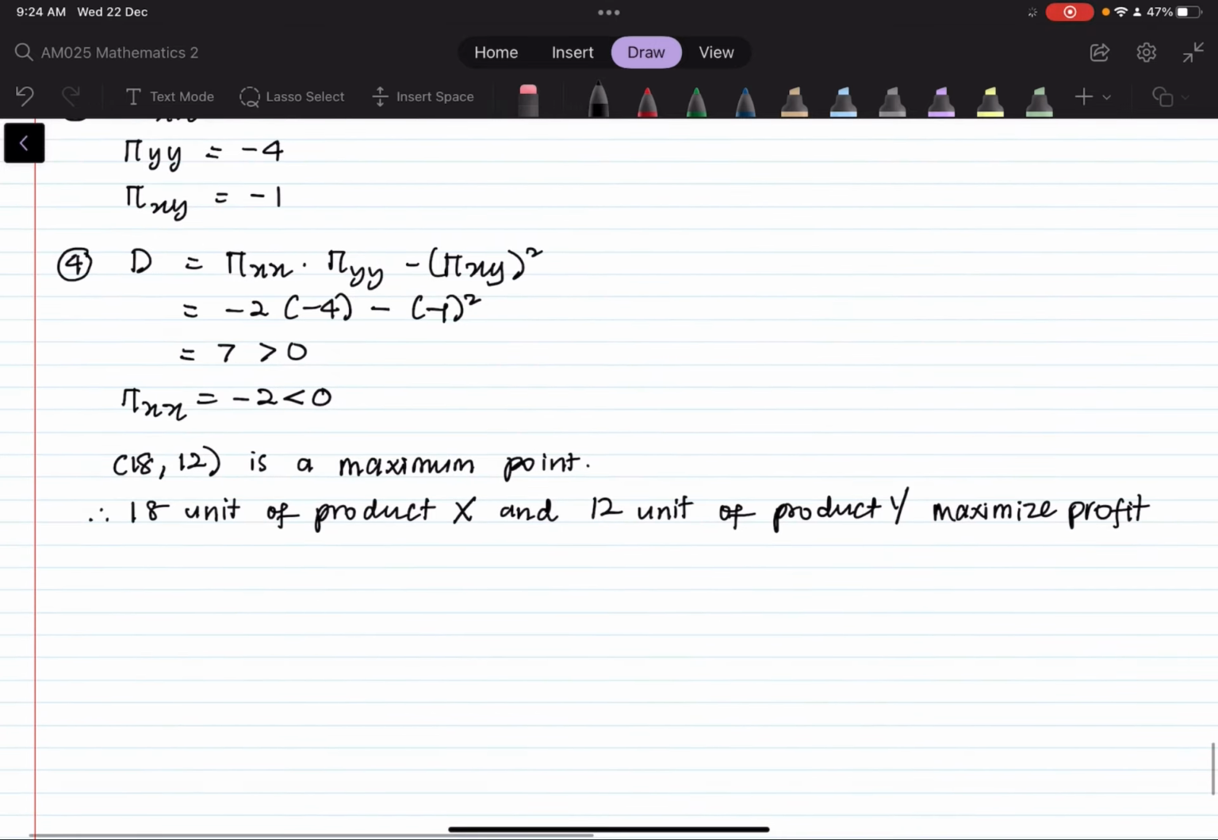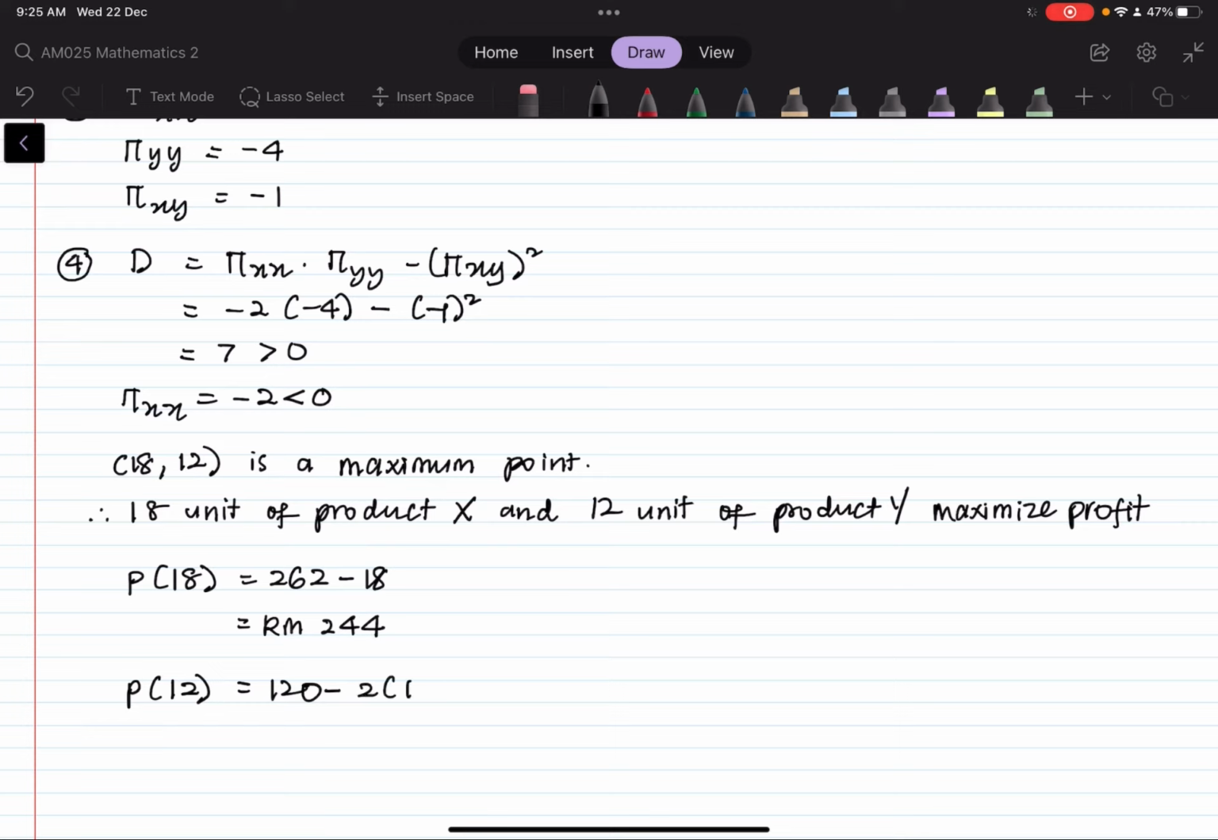Now let's find the price for each product. Let's substitute 18 into the price function for X. So 262 minus 18 is RM 244. And for the price of Y, the quantity is 12, so 120 minus 2 times 12 is RM 96.